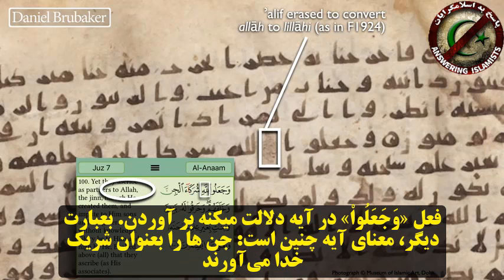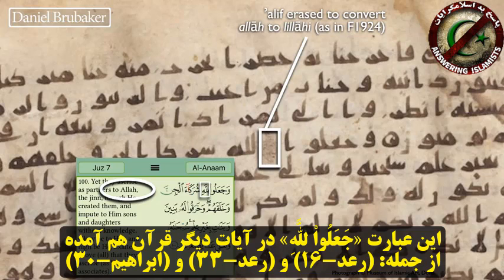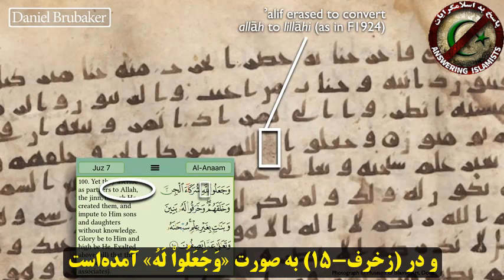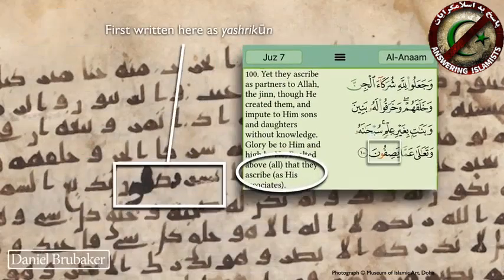Ja'ala, the verb in this, has the sense of bringing. In other words, they more literally brought the jinn as partners to Allah. This exact phrase, Ja'alu lillahi, occurs in 3 other places in the Quran, in 13:16, 13:33, and 14:30. And lahu, to him, is found in 43:15.